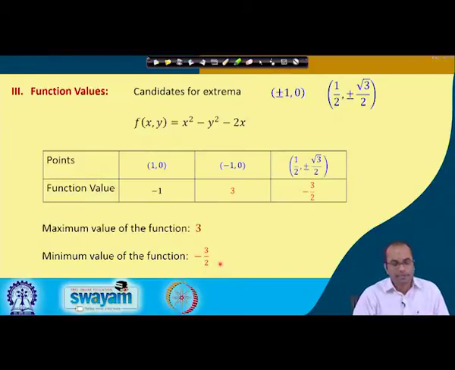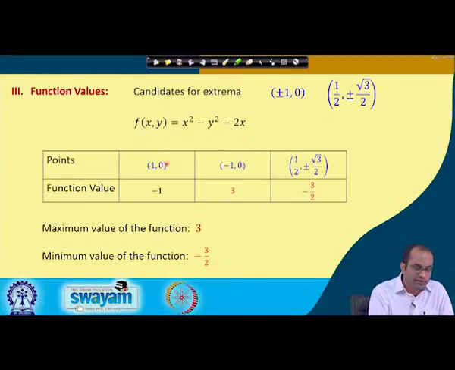So, in this problem again, to conclude, we have computed all the critical points of the problem, and then we have evaluated the function value at all these critical points, and then we have selected, well, this 3 is the maximum value which is attained at minus 1 0, minus 3 by 2 is the minimum value of the function which is attained at this point half plus minus 3 by 2.